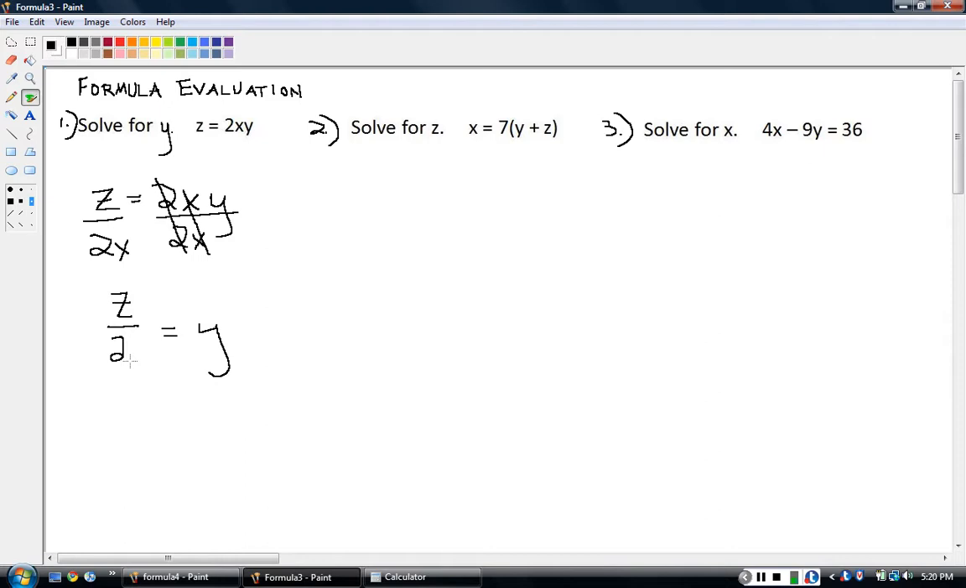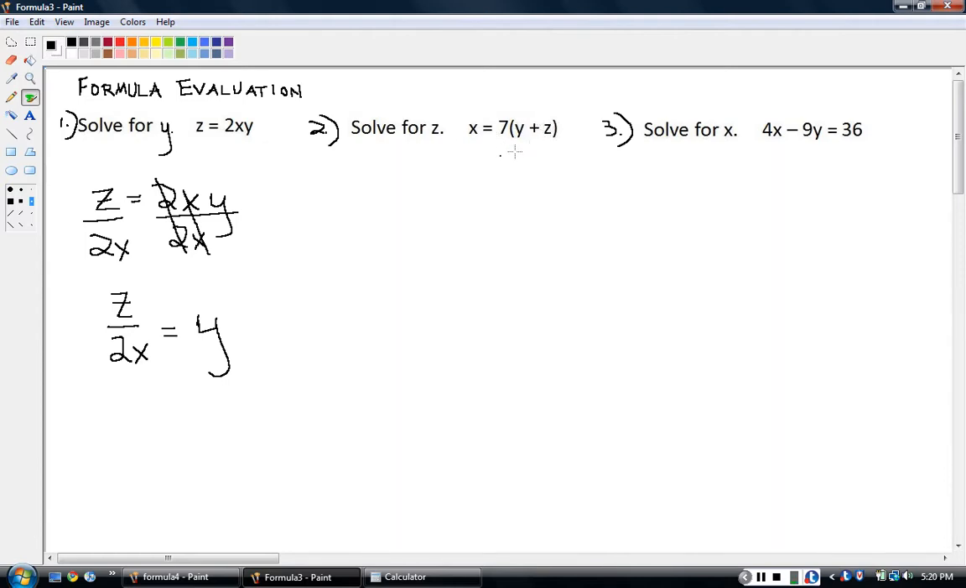Okay, how do I know I'm done? Well, if I've done everything correctly, I'm done when I have y all by itself, right? Because that was the goal, to get y by itself. Alright, moving on. Example 2, solve for z. x equals 7 times y plus z. Okay, solve for z. So I got to get this guy all by itself.